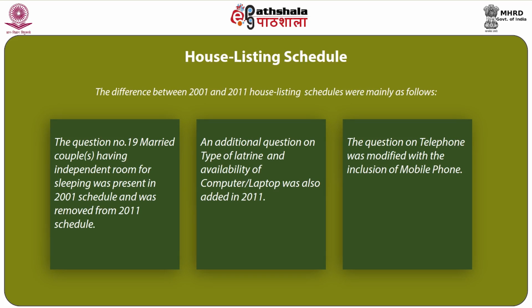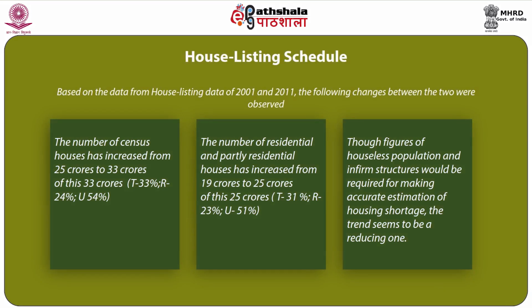The differences between the 2001 and 2011 house listing schedules were mainly as follows. Question number 19, married couples having independent room for sleeping, was present in the 2001 schedule and was removed from the 2011 schedule. An additional question on type of latrine and availability of computer or laptop was also added in 2011. The question on telephone was modified with the inclusion of mobile phone. Based on the house listing data of 2001 and 2011, the following changes between the two were observed.